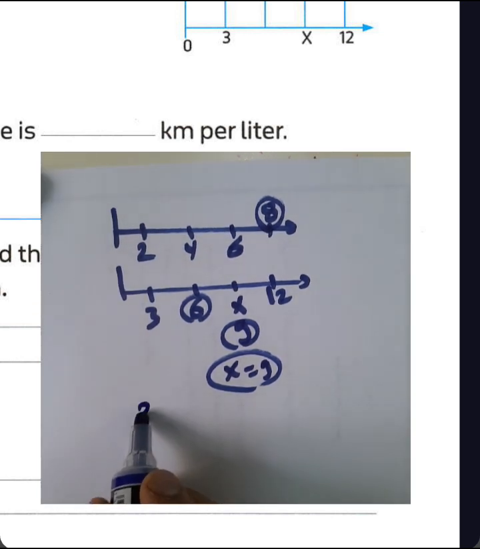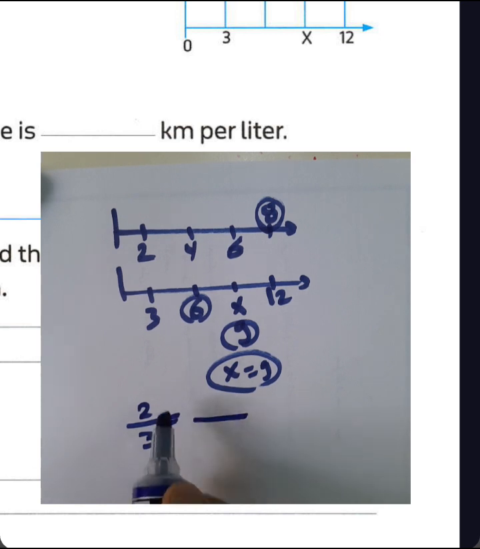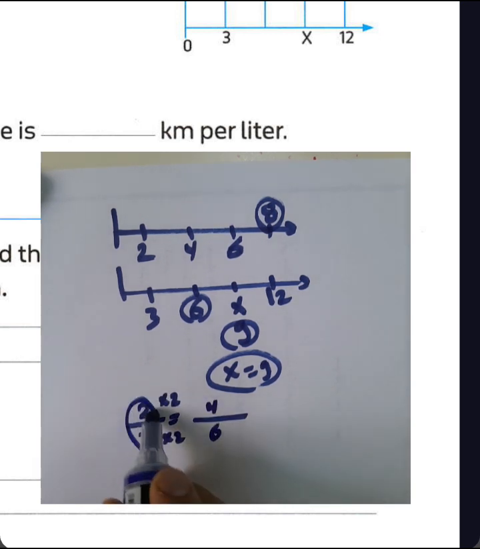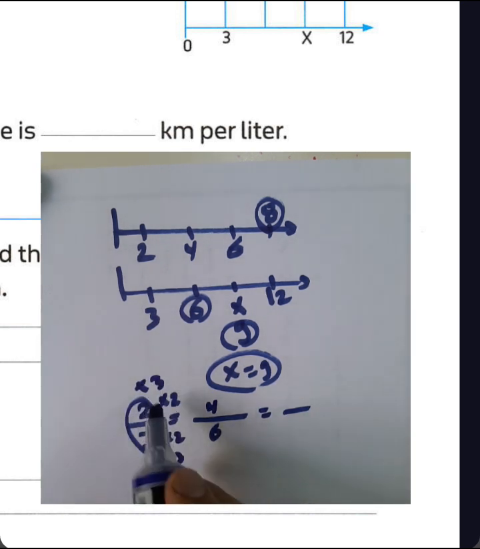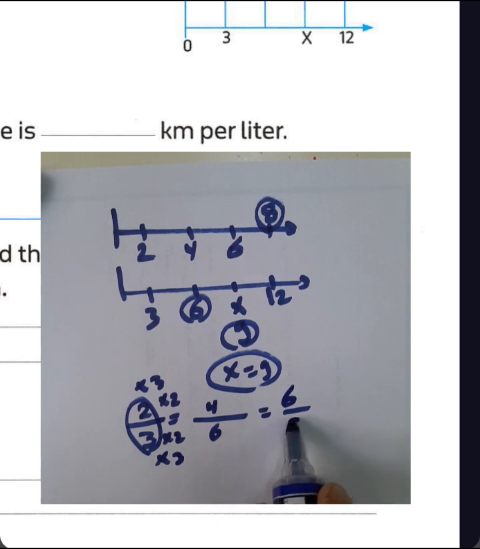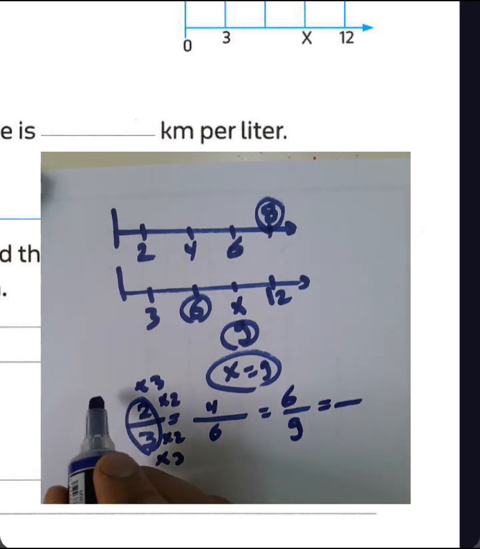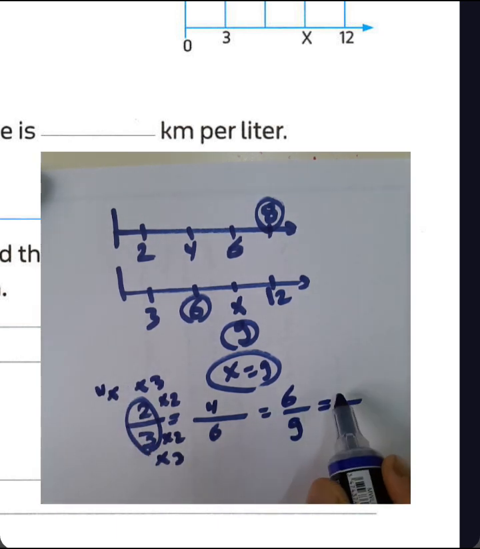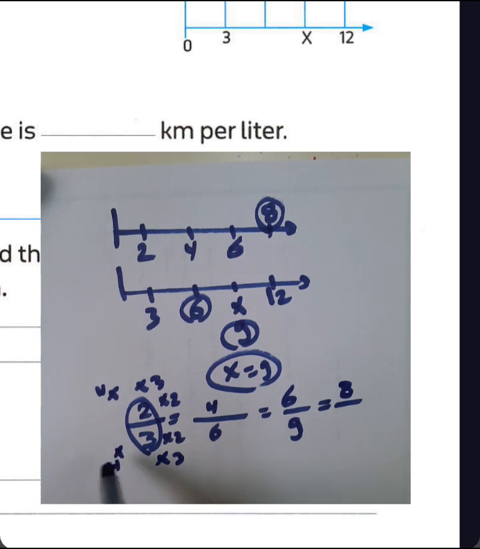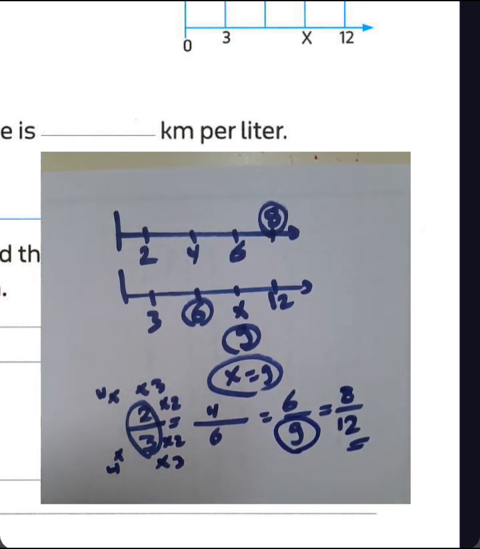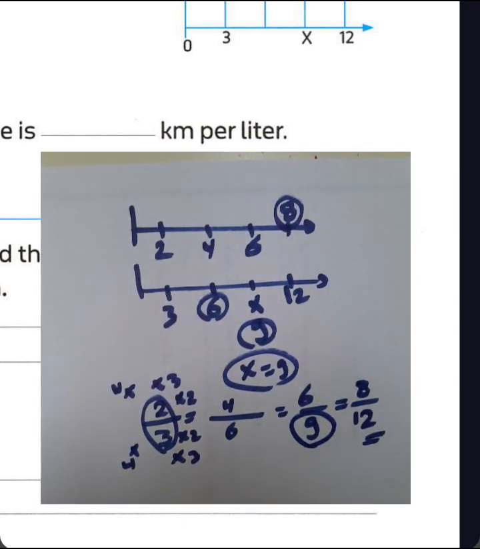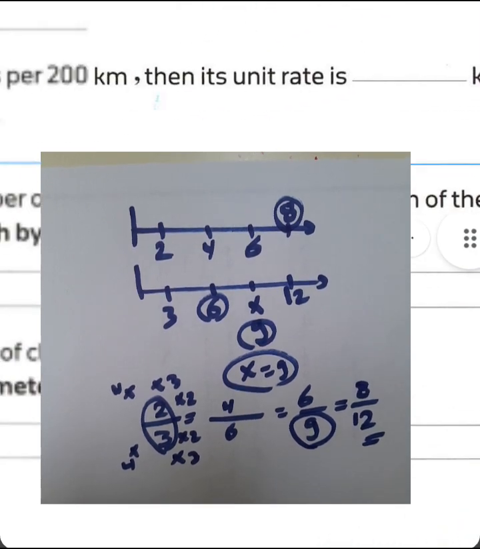Or you can write 2 over 3 times 2, which will be 4 over 6, and then write 2 over 3 multiplied by 3 in the numerator and denominator. 2 times 3 equals 6, 3 times 3 equals 9, and then 2 times 4 equals 8, 3 times 4 equals 12. Then the value of x here will be 9. You can solve by this method or that method as you like. The value of x will be 9.